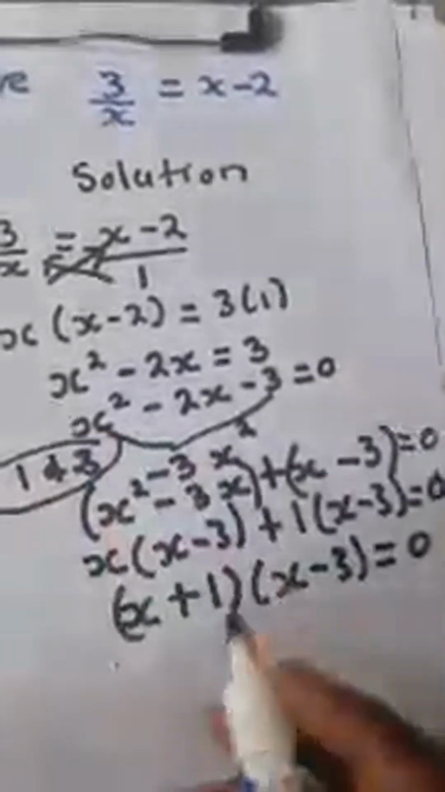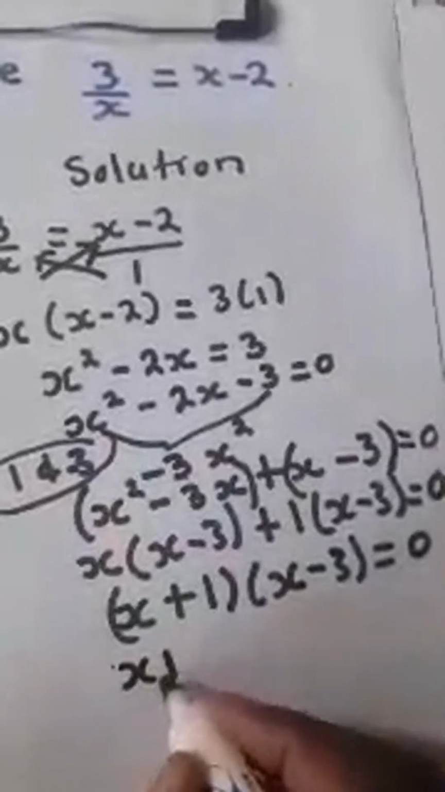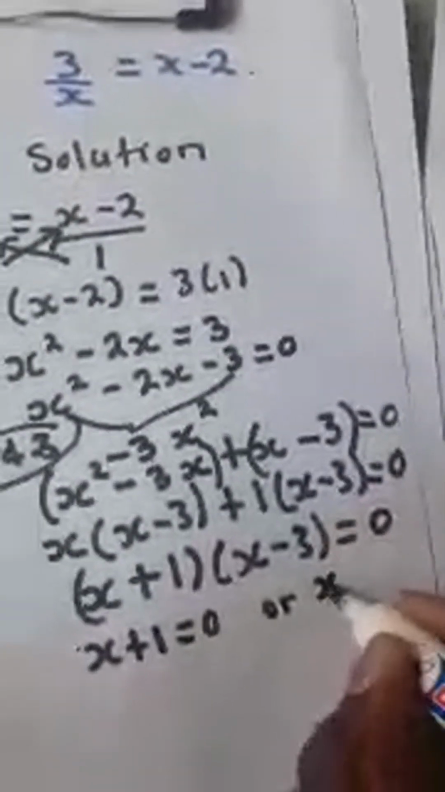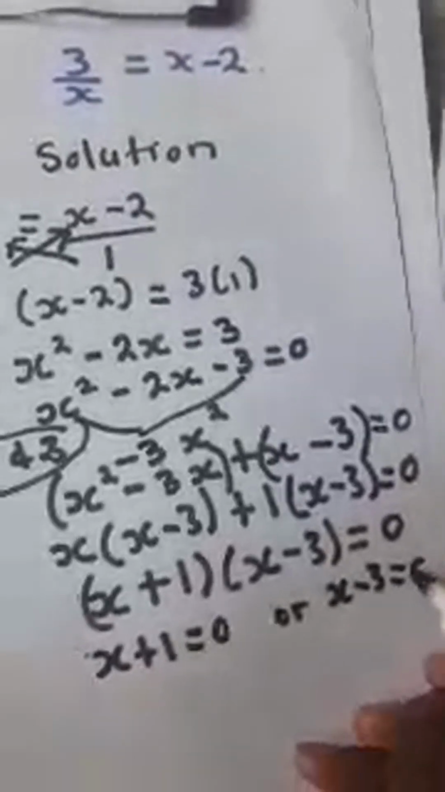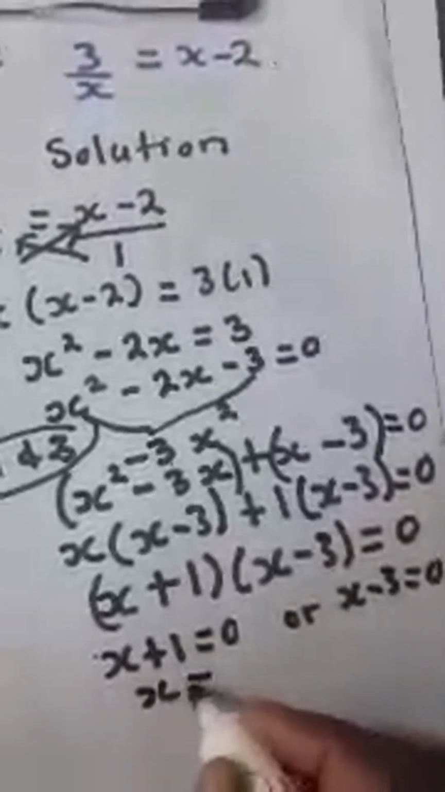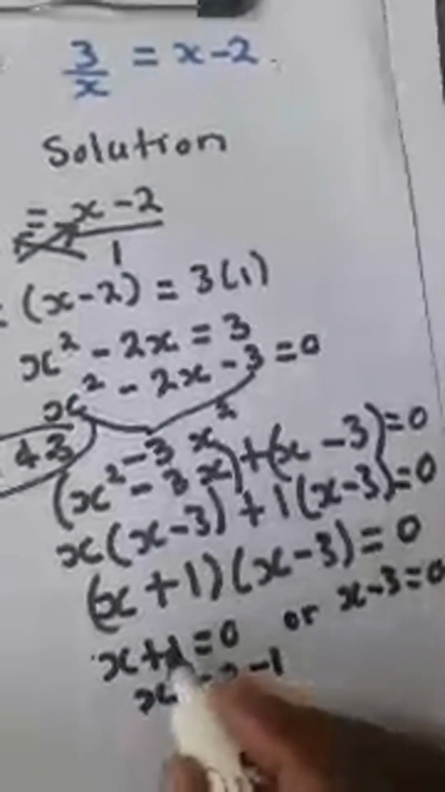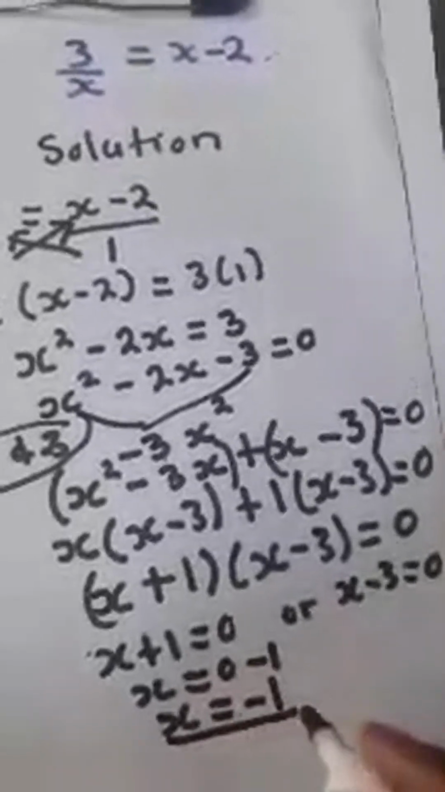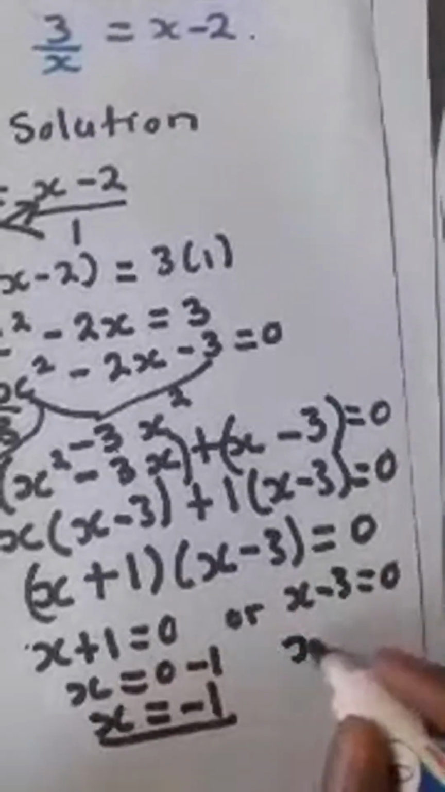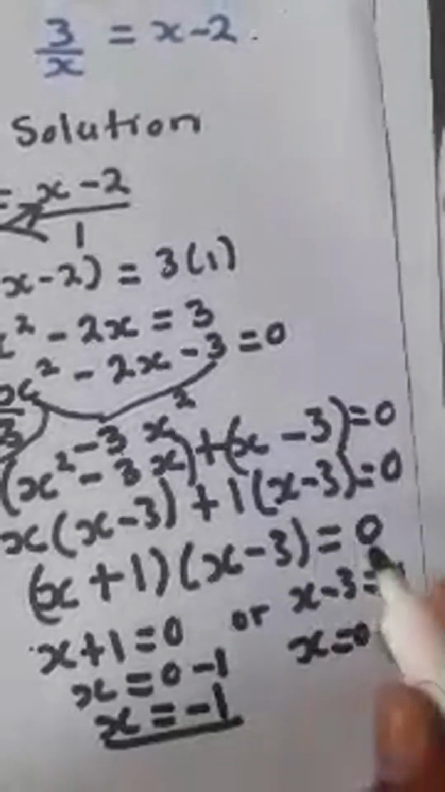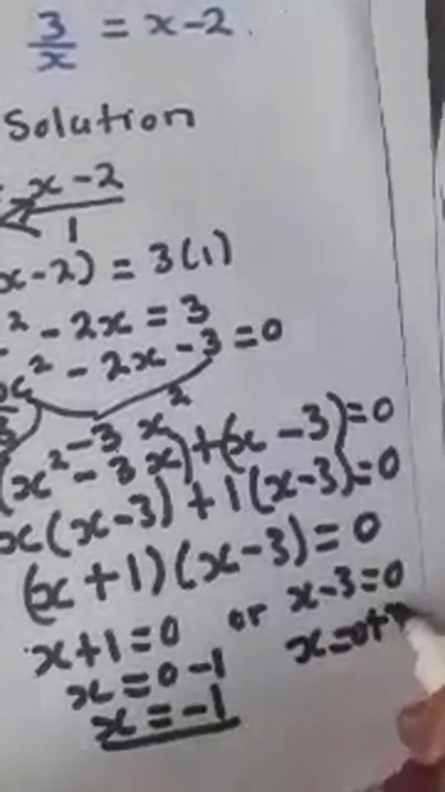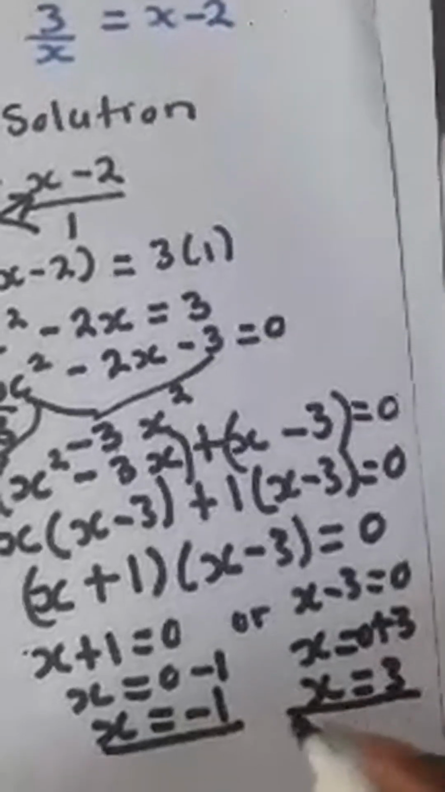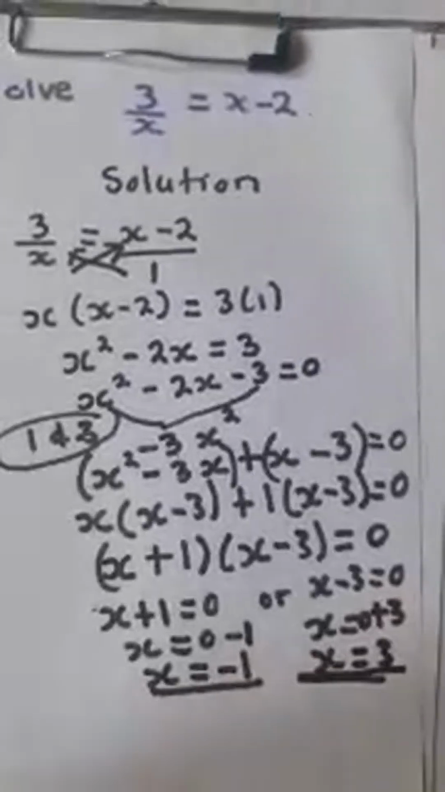Okay, so the first one, we will take x plus 1 is equal to 0, or the other one, it will be x minus 3 is equal to 0. So it's now x is equal to 0 minus 1. 1 to this side is now minus 1, and x is equal to negative 1. And this side is now x is equal to 0. If you take negative 3 to this side, it will be positive 3. So x is equal to 3. So these are the two values of x.